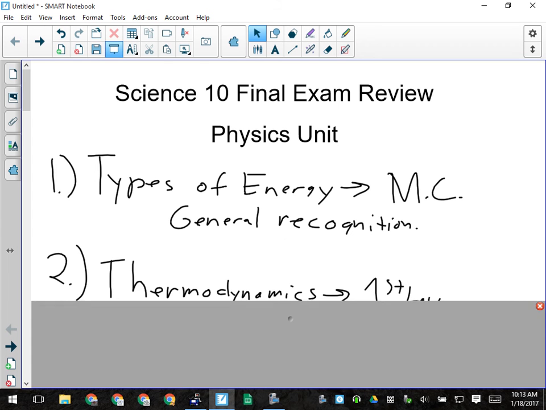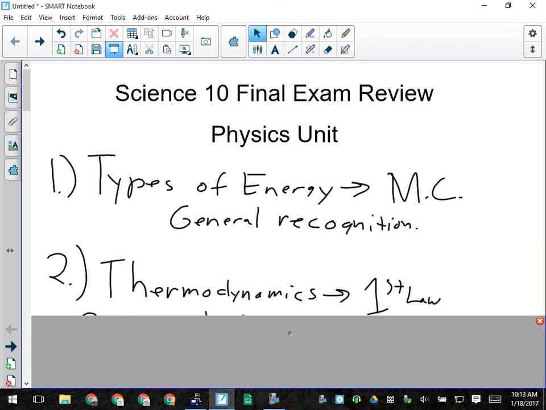And then we talked about thermodynamics. There were 2 laws of thermodynamics that we covered. Anyone remember what the first law of thermodynamics was? We talked about it quite a bit in this unit. In fact, we had some problems to do with it late in the unit. It's the law of conservation of energy. The first law of thermodynamics is the law of conservation of energy.